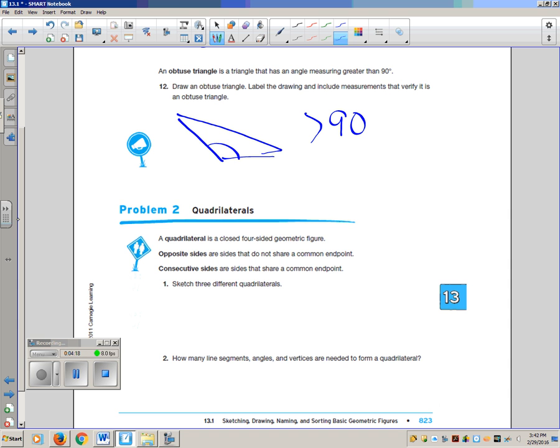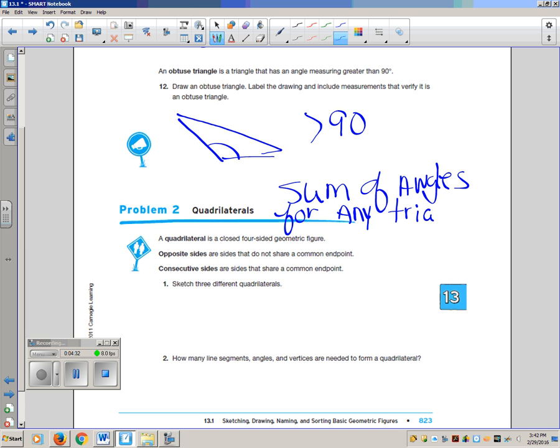The sum of angles, yes, you should write this, for any triangle, does not matter what triangle it is, equals 180 degrees. So if it's acute, obtuse, right, scalene, equiangular, it does not matter. They are all 180 degrees.